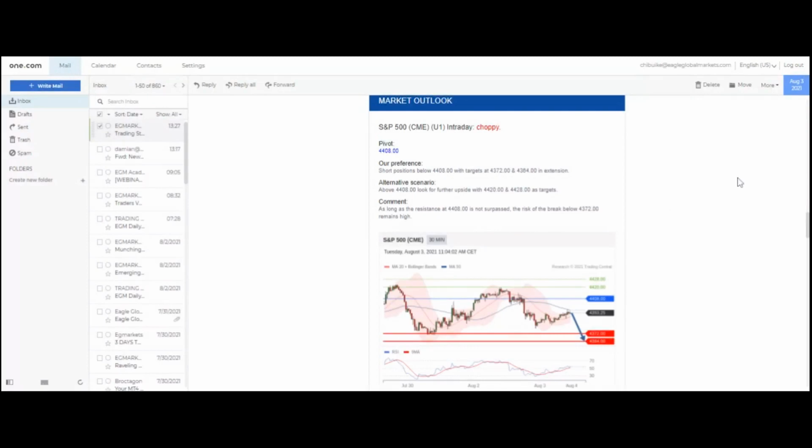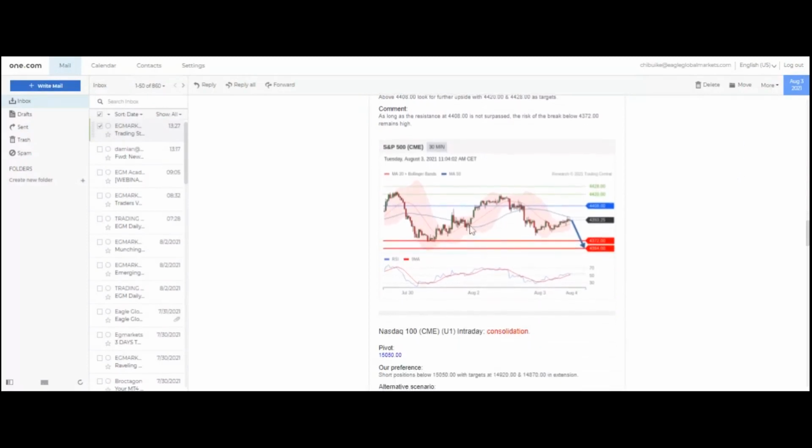Now, if you want to look at the analysis better, you can see the image down below. You can see the pivot 4408.00. You can see where price is, and you can see where they are telling you price is going to. So basically, you can apply it that way. Now let's go to the charts.